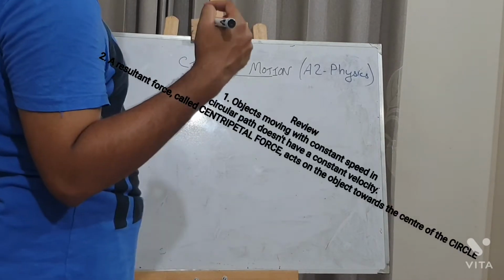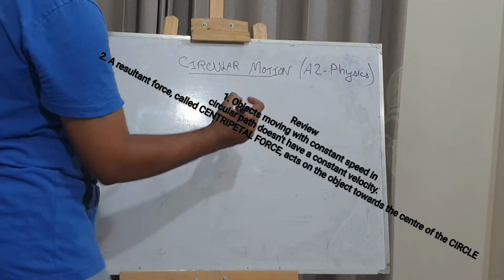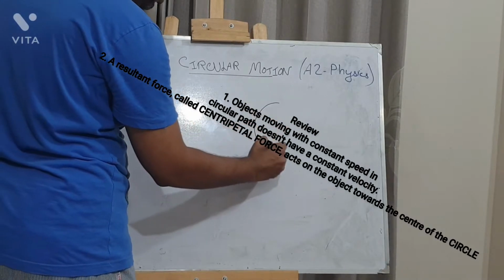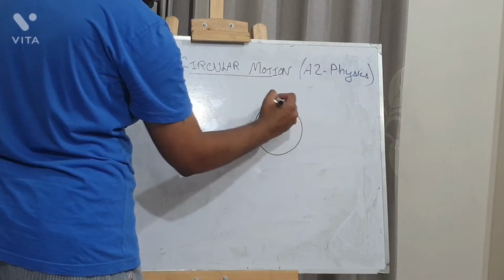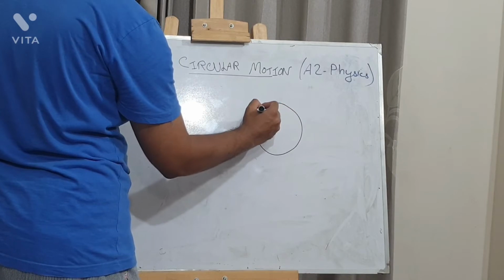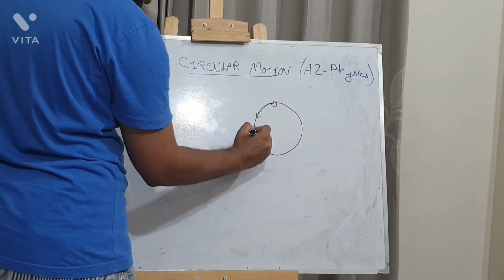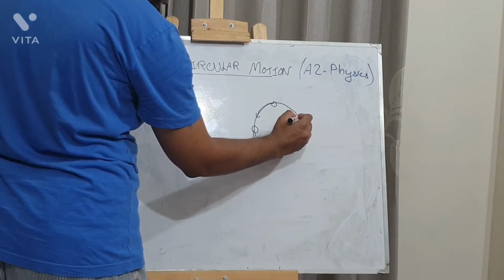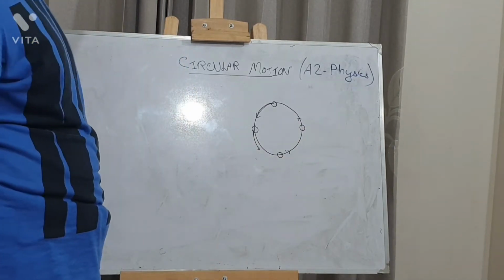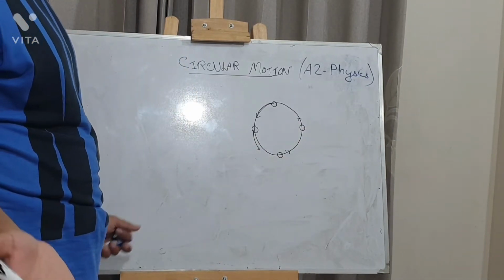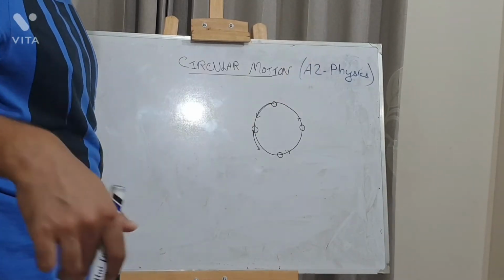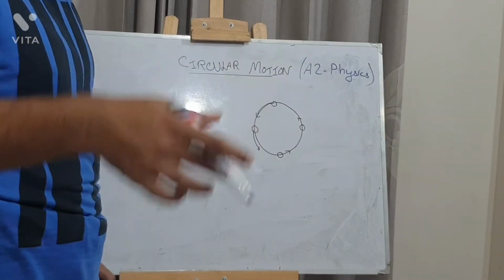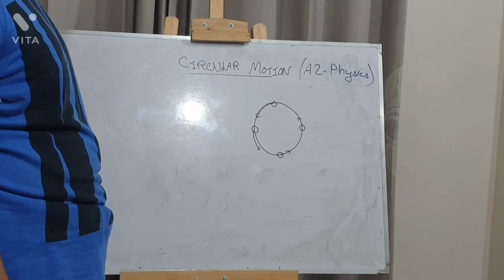So if we just go back to what we did in O levels, circular motion is basically an object moving in a circular path in any direction, let it be clockwise, anti-clockwise, doesn't matter. When it's moving in a circular path, the type of motion we call is circular motion. Examples are, the common example is the planets orbiting the sun or the satellites orbiting the planet. This is the most common example.